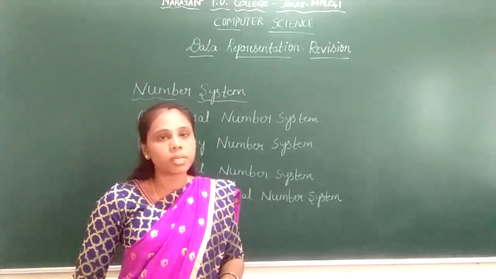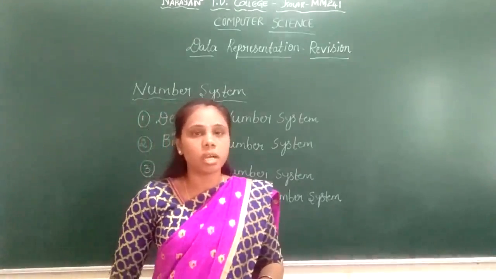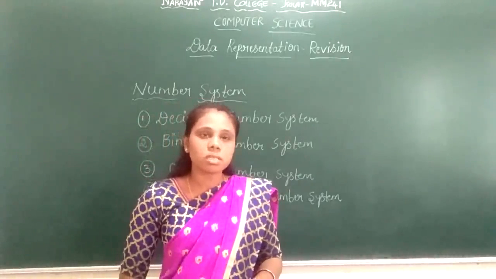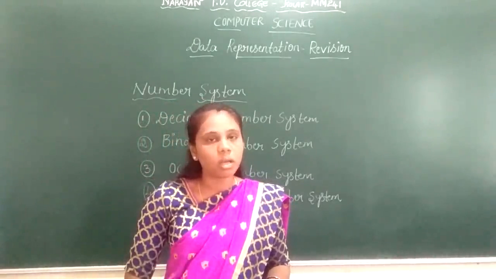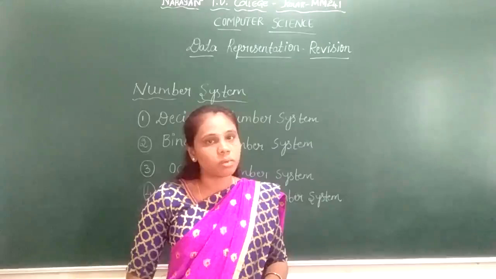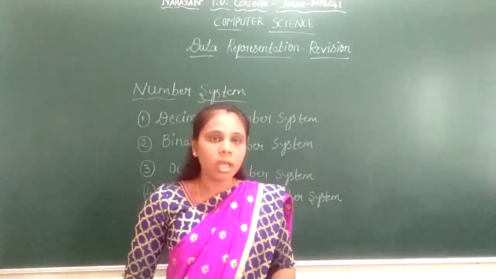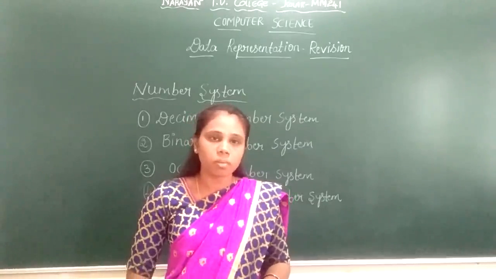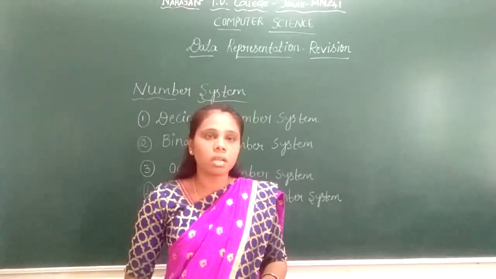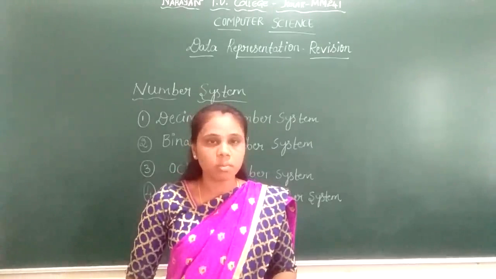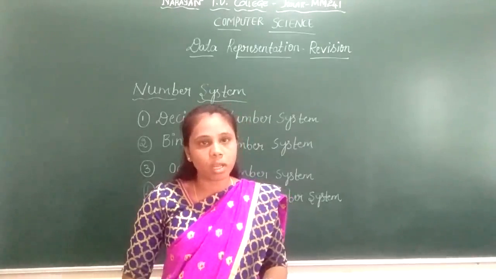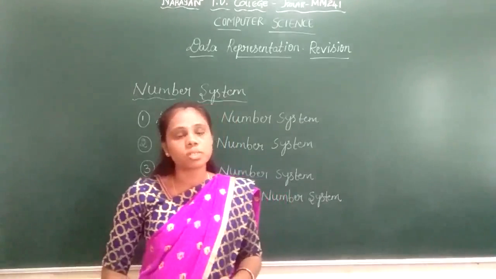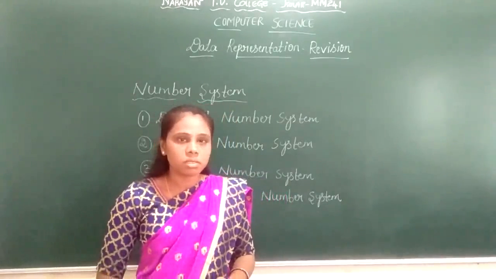So in data representation we basically study about number systems. See, what is a number system? A number system is a way of representing numbers. We call it a number system. In number systems we have two types, that is non-positional number system and positional number system. A non-positional number system does not have any specific positional value. The example for non-positional number system is the Roman number system.